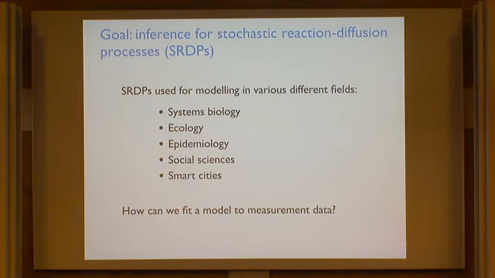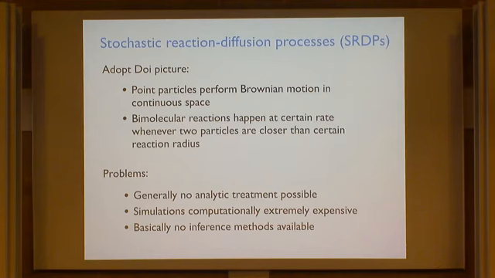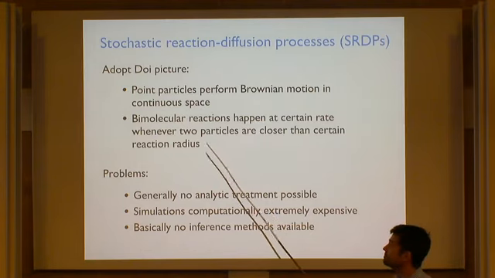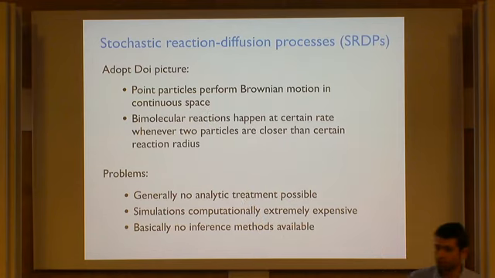Now let me first make more precise what kind of reaction diffusion processes I'm considering. So I'm thinking of the Doi picture. So we have point particles moving in continuous space by Brownian motion, and interactions are modeled as binary reactions, which happen with a certain rate whenever two particles are closer than a certain reaction radius of each other.